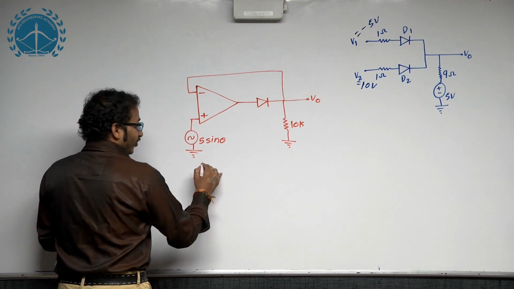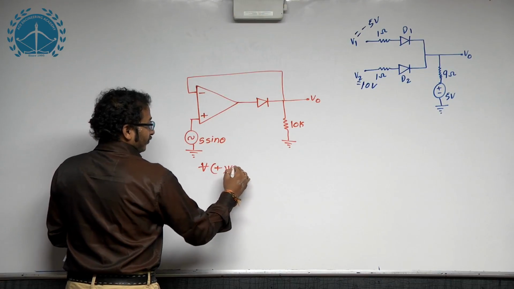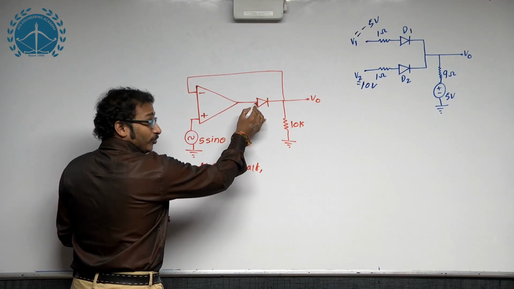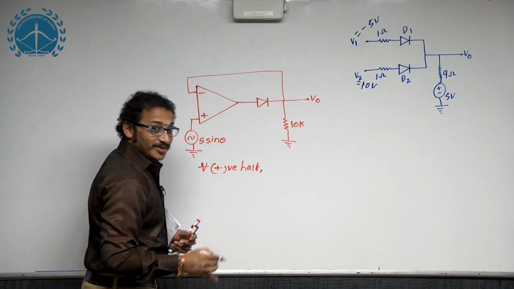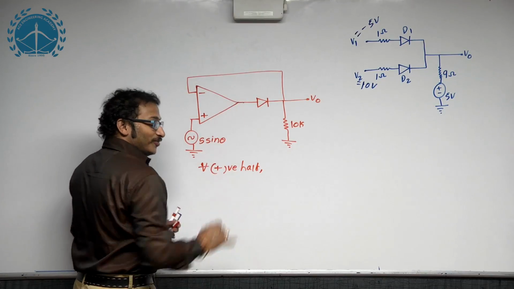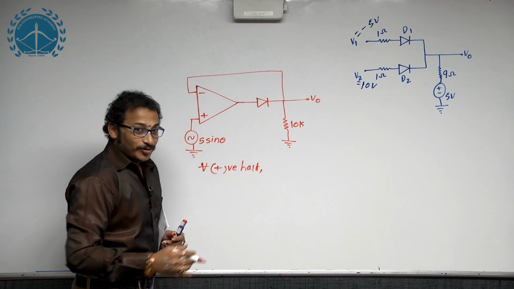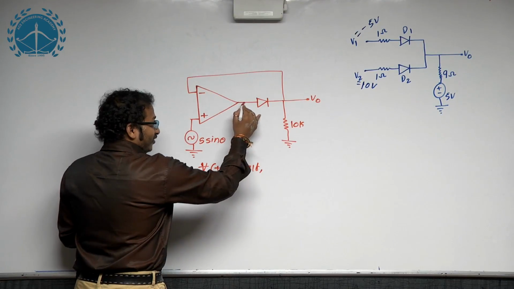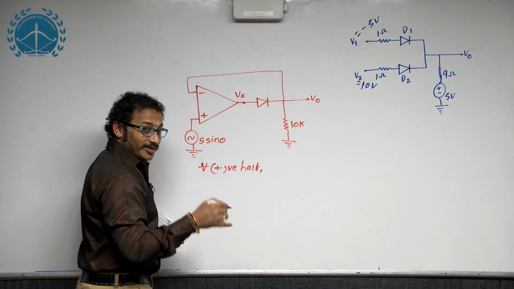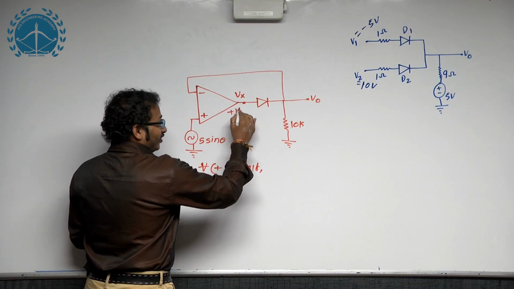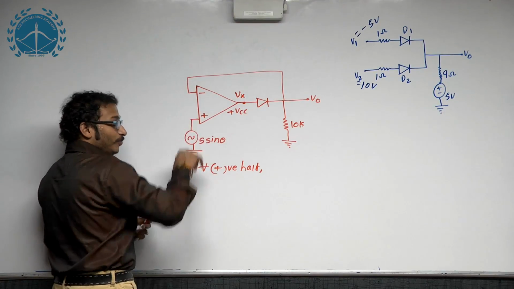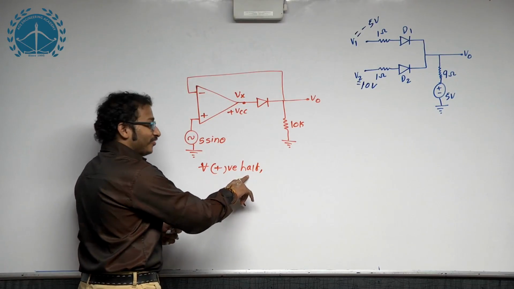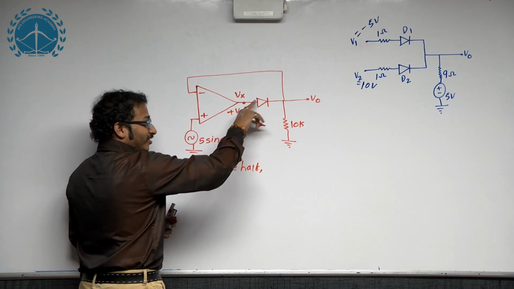For all positive half cycle, from the diode point of view, the operational amplifier is acting as a comparator. Why? Because before the diode there is no closed loop; after the diode you must consider it as a closed loop. So if I take this value as Vx, as it is a comparator, it can be taken as plus VCC, because the input AC is given to the non-inverting terminal. Therefore, for all positive half, as it is plus VCC, the diode is externally forward biased.